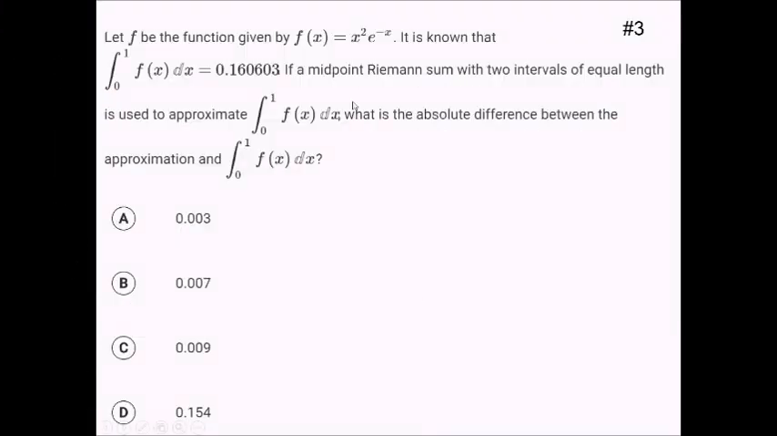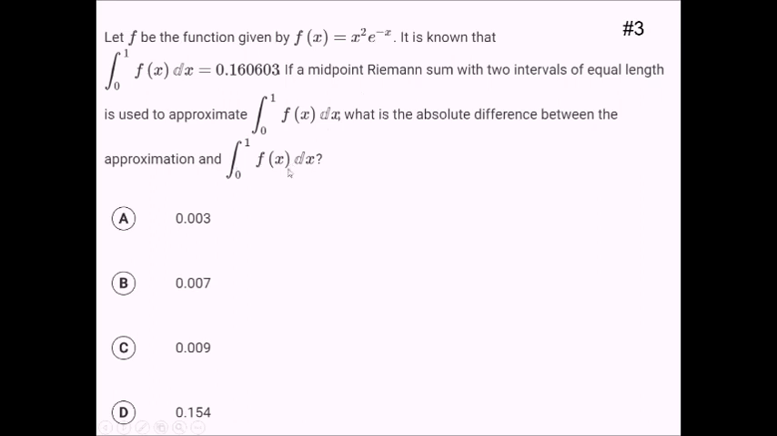For this problem, we're given this function x squared times e to the -x, and they're giving us this fact that from 0 to 1, the integral of this function is this crazy decimal. If a midpoint Riemann sum with 2 intervals of equal length is used to approximate this, what's the absolute difference between that approximation and this integral?